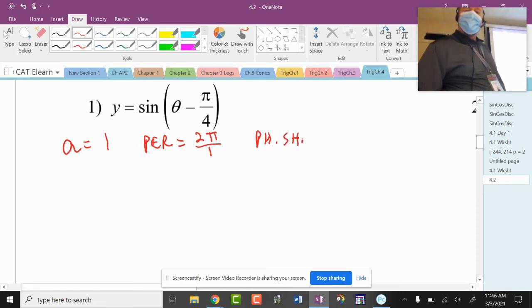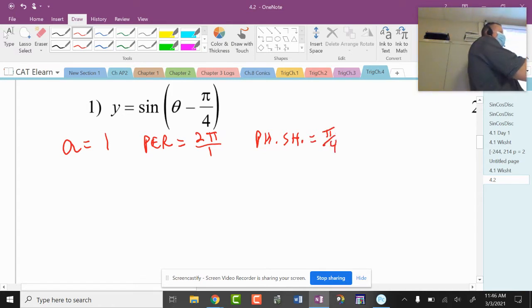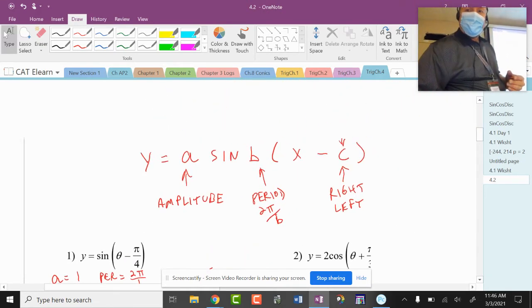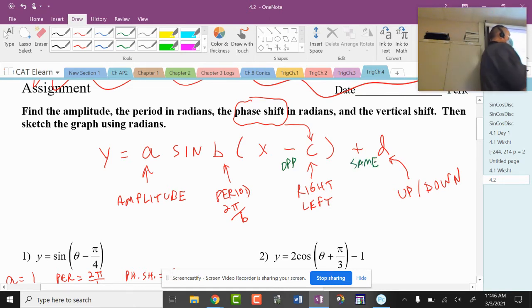Nicely done. I didn't tell you a thing. You recalled that on the inside, minus means right. It's like opposite. I always said that back in the day when we were shifting just functions. You think opposite here and same here, meaning minus is left on the x-axis, but actually you go right. On the outside, when it's plus a number, it is a man.